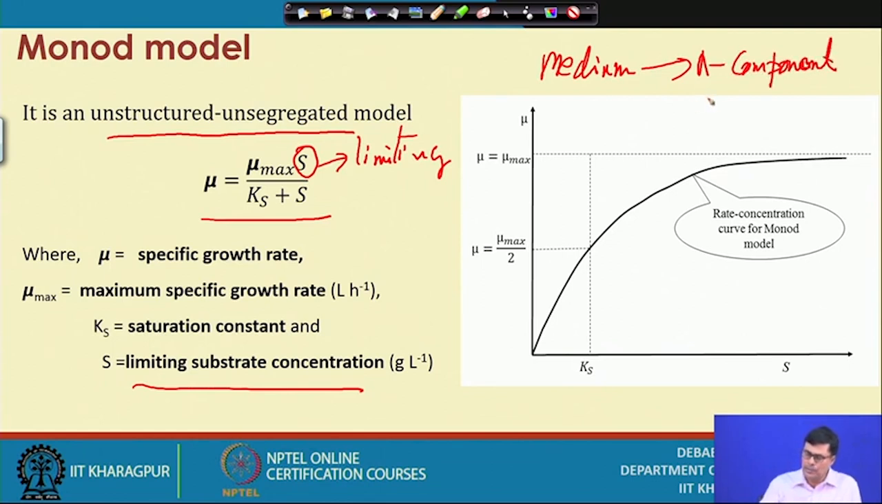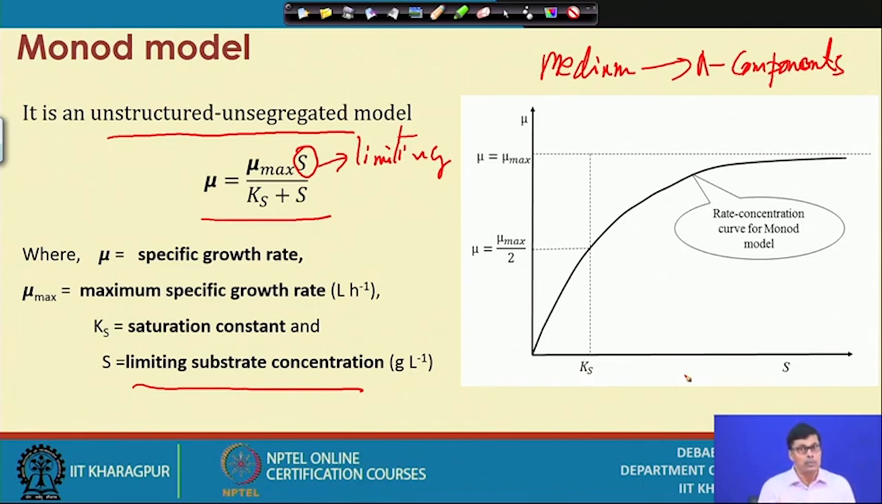It may contain nitrogen source, carbon source, minerals, vitamins. Now, suppose you increase one particular component from 0 to infinity, keeping the other components in excess. If you find that the specific rate of growth increases with respect to change of that particular component, then we call it the growth limiting substrate.